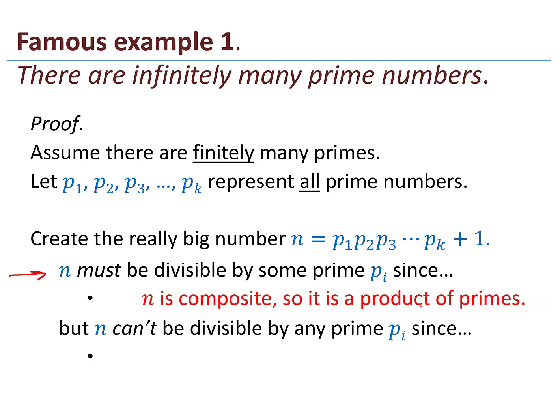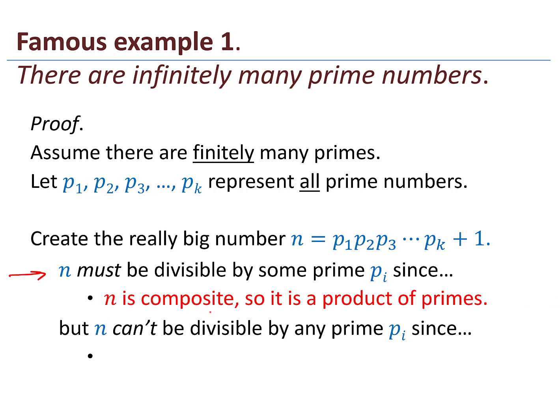Well, this n is composite, so it is a product of primes. Now, I do know it's composite and isn't actually one of these other primes, because n is bigger than all of the primes. Since n is bigger than all the primes, n is composite, and every composite number is a product of primes. Okay, so it's a product of primes, so this satisfies the claim. n must be divisible by some prime p sub i.